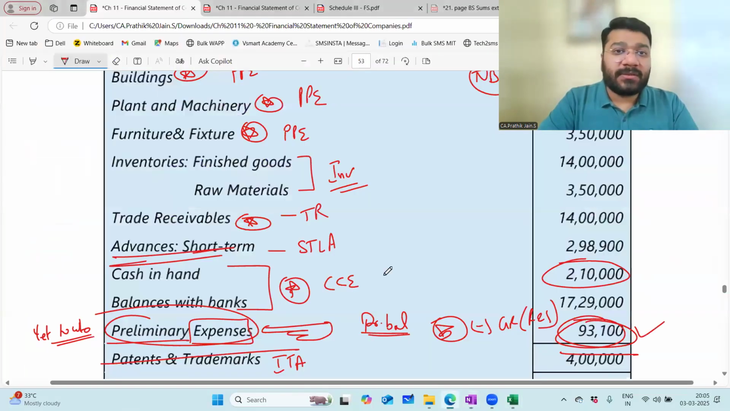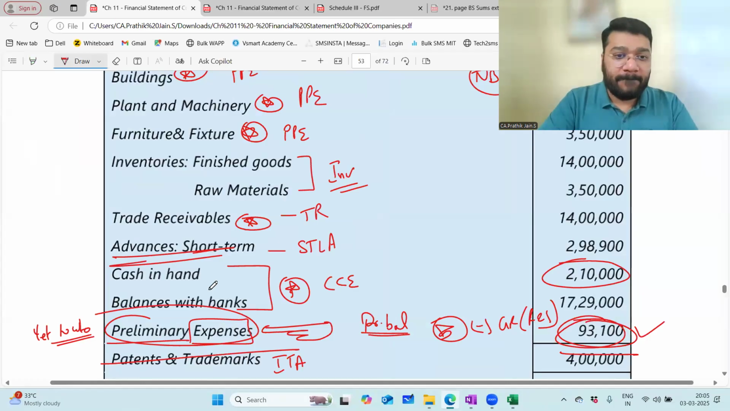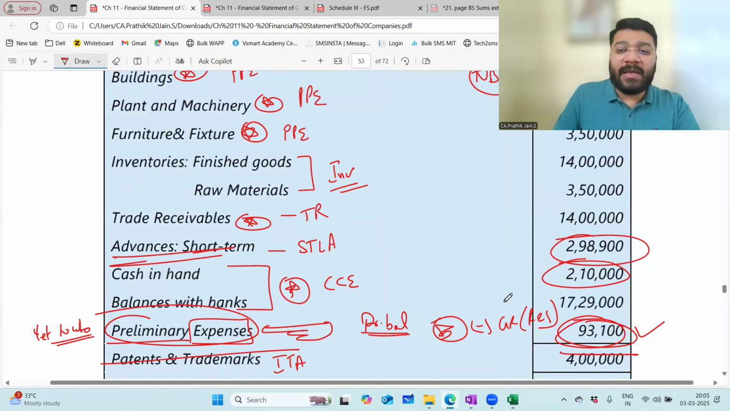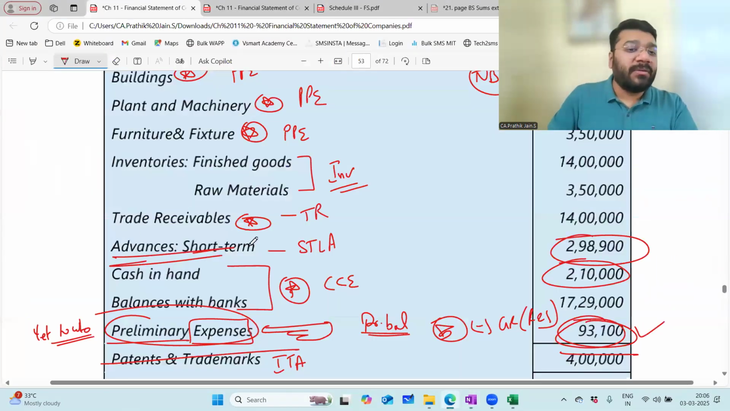Short-term loans and advances? Yes. Directly you can write it, no need to give the breakup. 2,98,900. Because to give disclosure, I don't have any other information. To whom am I given this advance to? I don't have any information. So you can leave it directly.